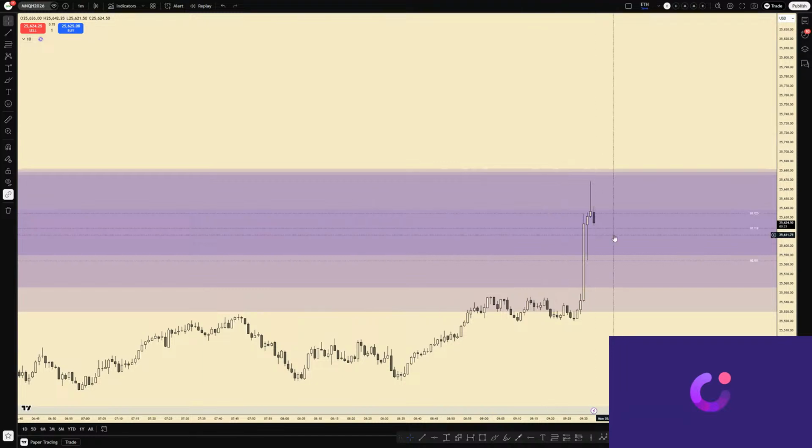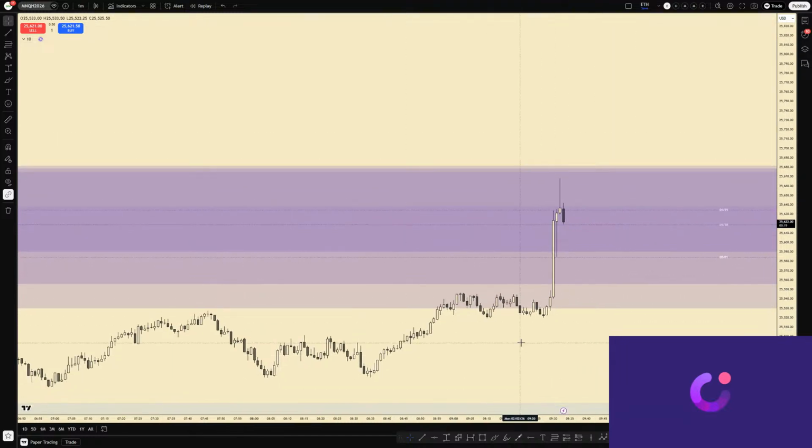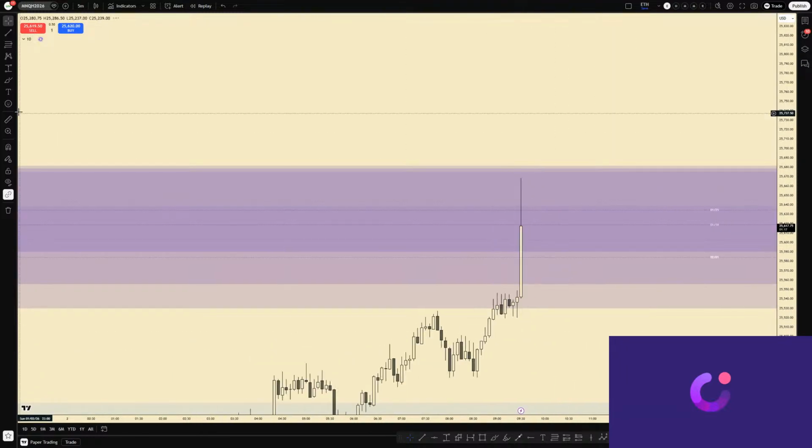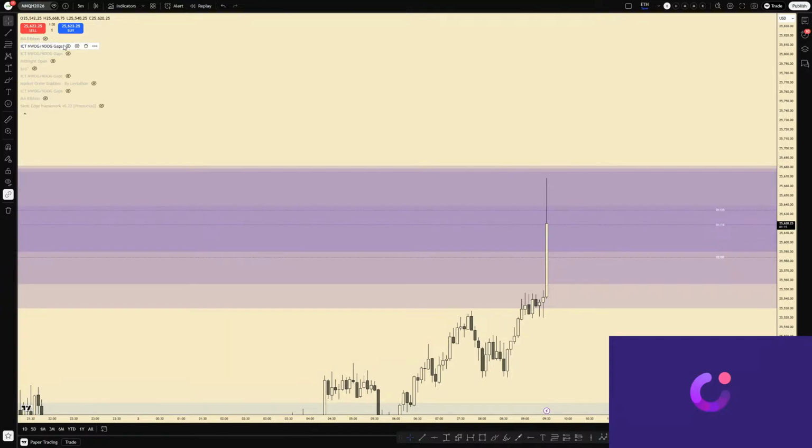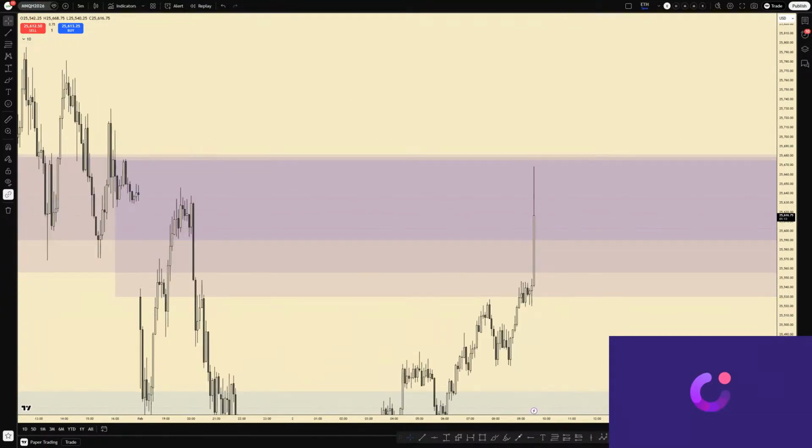Now these gaps may seem a little messed up, a little confusing. So let me close the indicator. Okay.